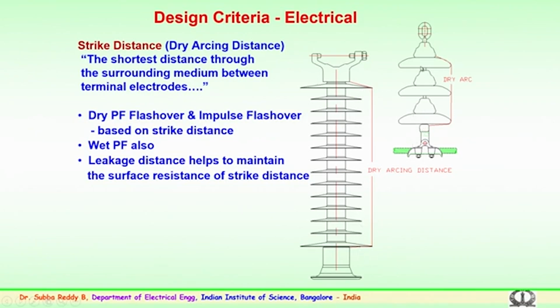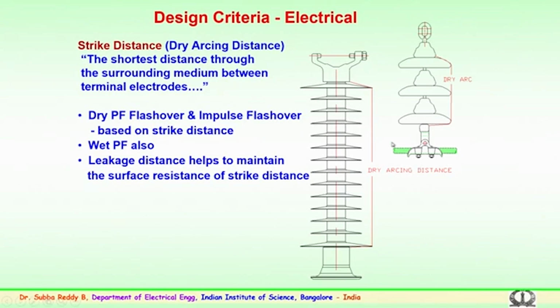Similarly, in case of an insulator string, a representation of 3 insulators is given. You can very clearly see that from the top metal cap to the bottommost metal pin, this is the arcing or dry arc distance or strike distance being referred to. So, the dry power frequency flashover and impulse flashover are designed based on the importance of the strike distance by the installation or design engineers.